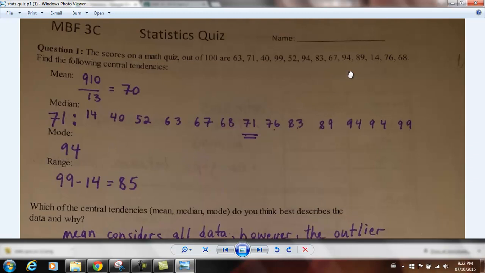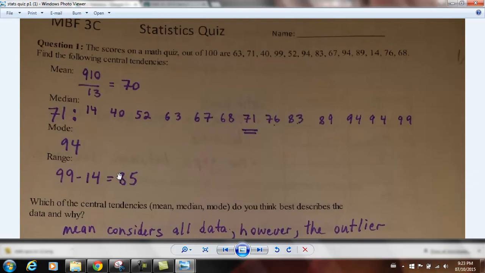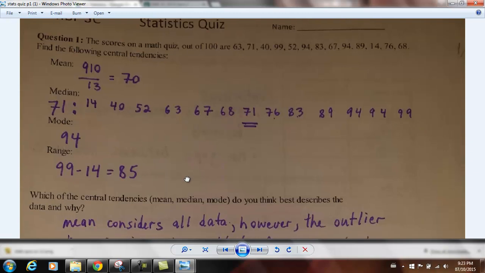The mode is 94. The 94 comes up twice. Writing them out in order really helps you find the mode. So the mode's 94. It's not that useful to measure central tendency in itself. Modal interval is a little bit better. It tells you where the marks are. The range is from 99 to 14. You have a length of 85. So it tells you that there's a distance of 85 between the highest and the lowest.